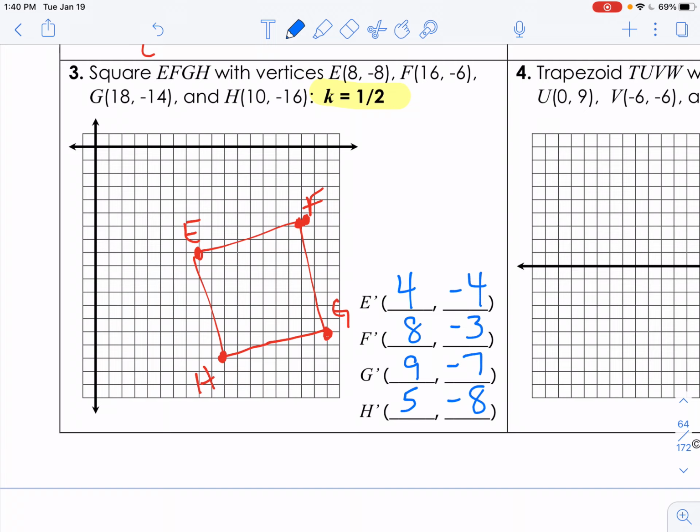Okay. All right. So now we're going to plot our 4 new ordered pairs. And let's start with E prime, right 4, down 4. Don't forget that apostrophe. F prime, right 8, down 3. G prime, right 9, down 7.